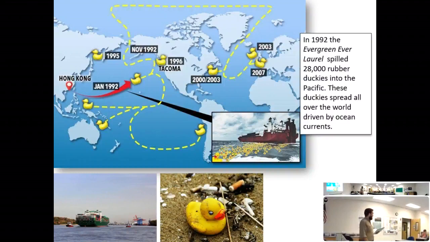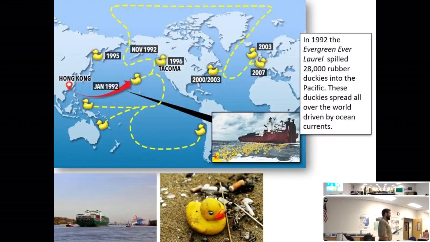One very poignant example, and it wasn't very long ago, it was just in the 90s. There was a big tanker ship called the Evergreen Ever Laurel, and I don't know exactly what happened, but it sank. And it released, I kid you not, 28,000 rubber duckies into the ocean. It was very strange. Anyway, there were a lot of rubber duckies.